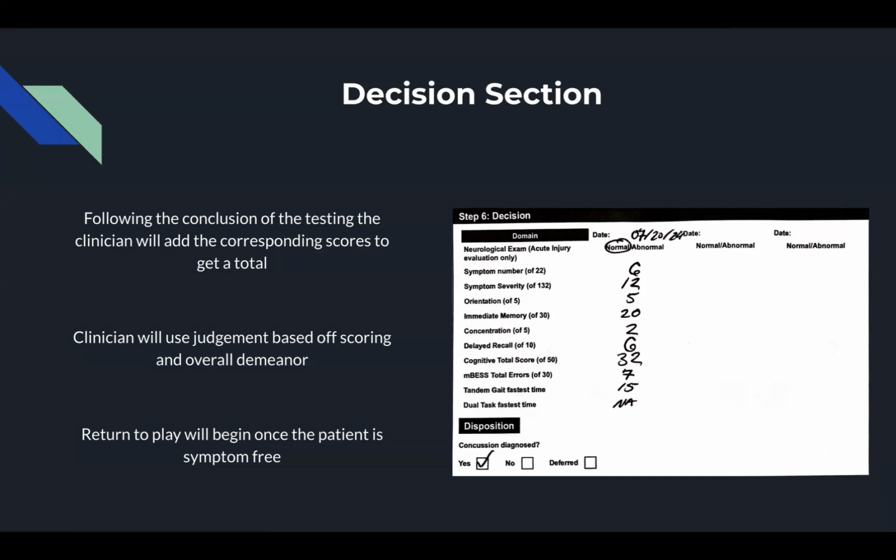The orientation was a 5 out of 5. Immediate memory, 20 out of 30. Concentration, a 2 out of 5. Delayed recall was a 6 out of 10. Cognitive total score was 32. The balance best was 7 out of 30. Tandem gait's fastest time was 15, and dual task wasn't tested due to not having to be done. Overall, the concussion diagnosis was yes, based off of these scores and overall procedures. And a return to play will begin once the patient is symptom-free.